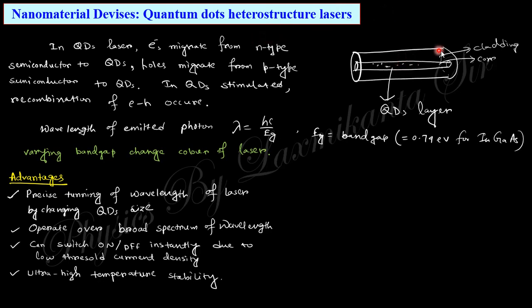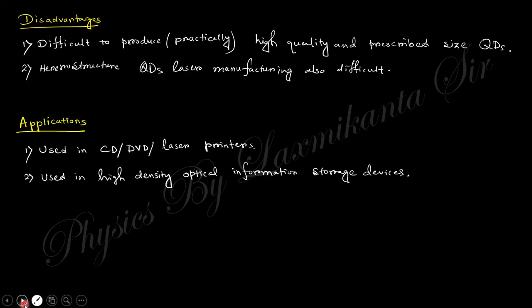You know, in this laser there is core and cladding where these optical lights are actually processed, and it's a heterostructure, that is, the band gap of the defined material. Quantum dots use this heterostructure, and varying the band gap changes the color of the laser. The advantage is precise tuning of wavelength by changing the quantum dot size, operation over a broad spectrum of wavelengths, and it can switch on and off instantly due to low threshold current and ultra high temperature stability.